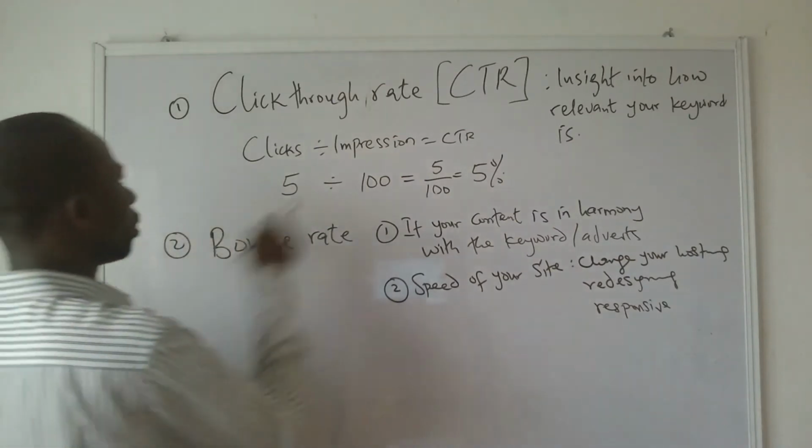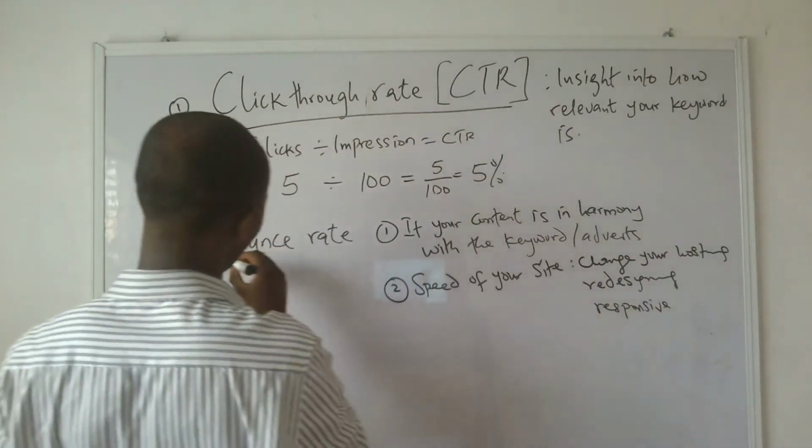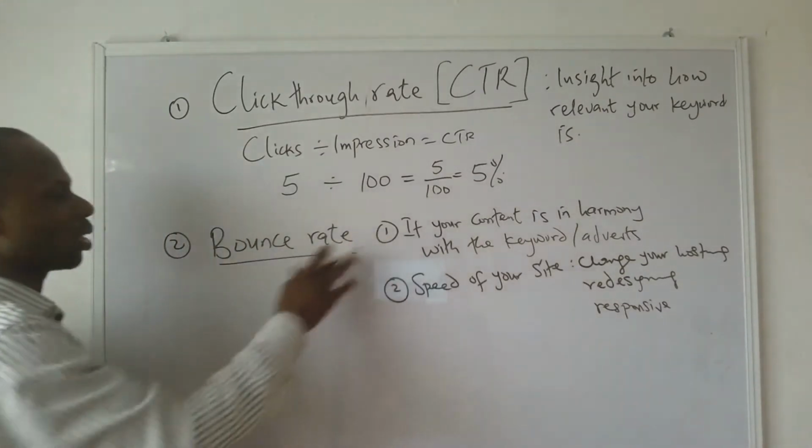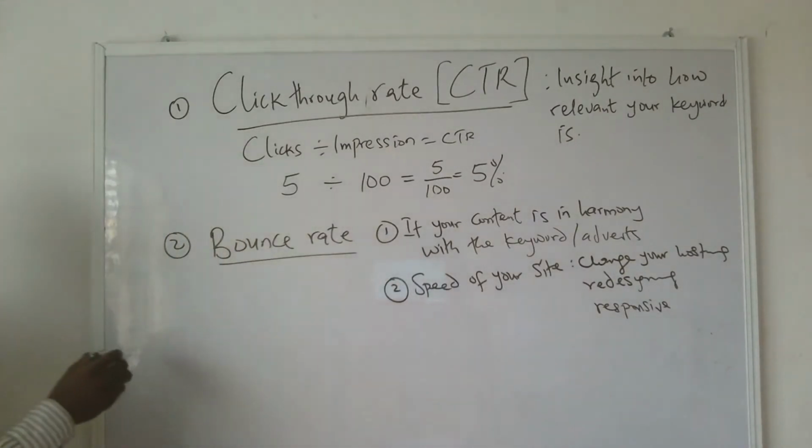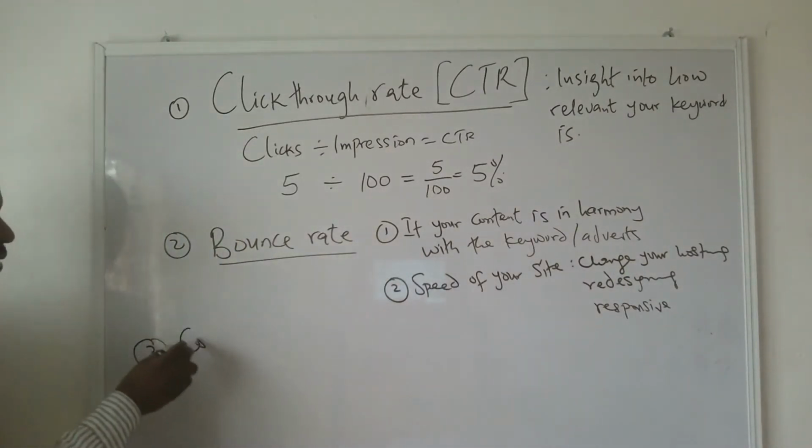Now, as you are running your digital marketing, you want to check your click-through rate, and whether people are really clicking. You want to check your bounce rate. And then the third one is conversion rate.